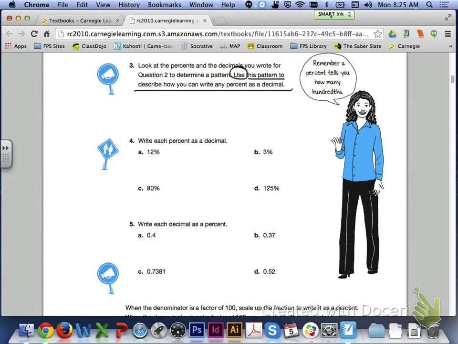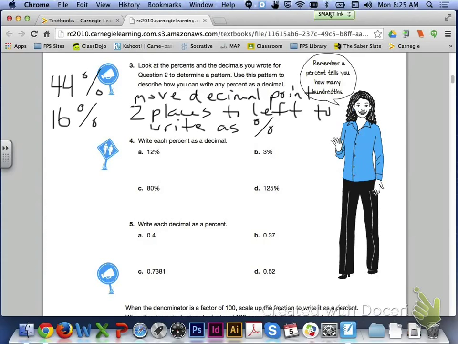Let's take a look at number 3 at the top of page 393. It says to look back at the percents and the decimals that you wrote for question 2 to determine a pattern. Use this pattern to describe how you can write any percent as a decimal. And make sure you take a look at the word bubble here, our helper telling us to remember that a percent tells you how many hundredths. So look back at your answers for A through D on the previous page for number 2 and see if you can come up with a pattern on how you can write any percent as a decimal.